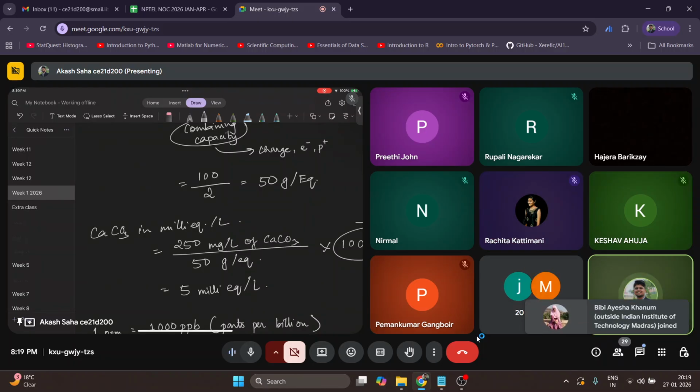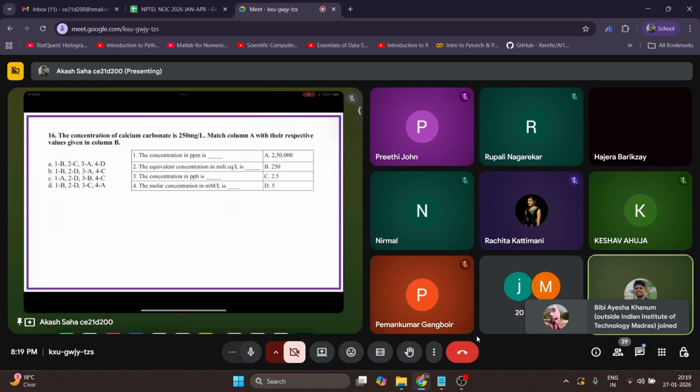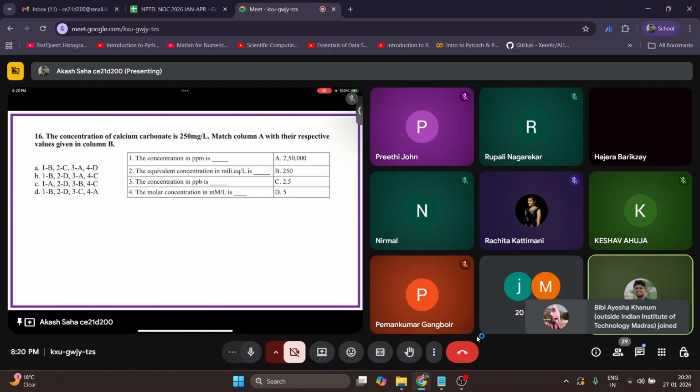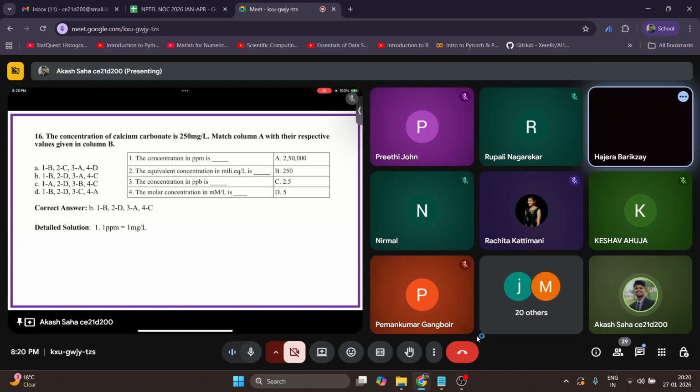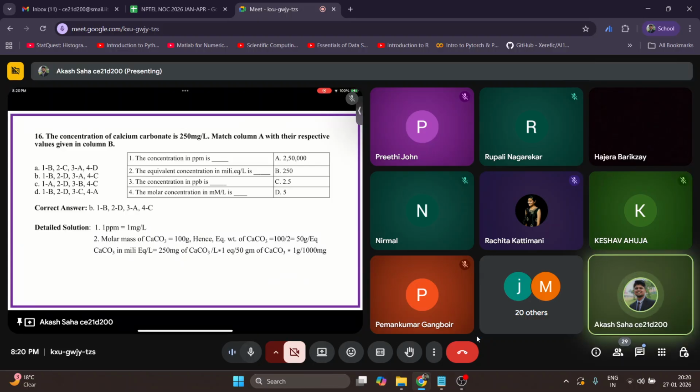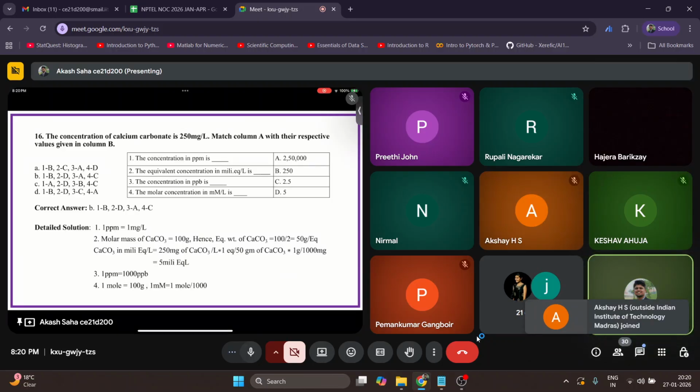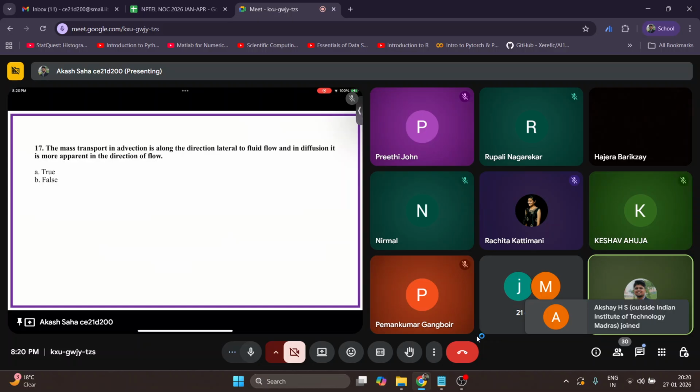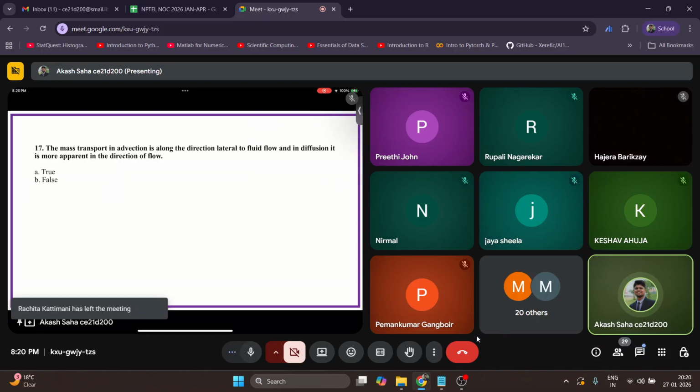Okay, so we'll move to the next problem. I think this is clear. The same thing has been written here, right? We'll move to the next problem. The mass transport in advection is along the direction lateral to fluid flow, and in diffusion it is more apparent in the direction of flow. Is it true or false?